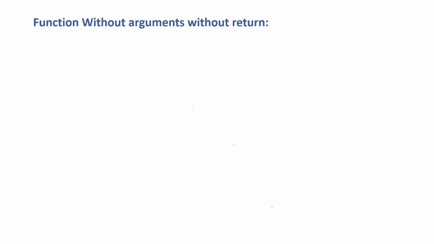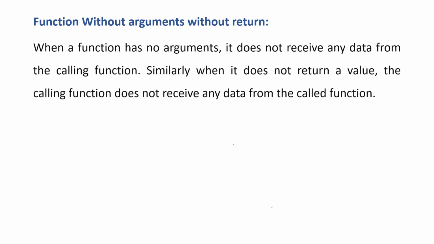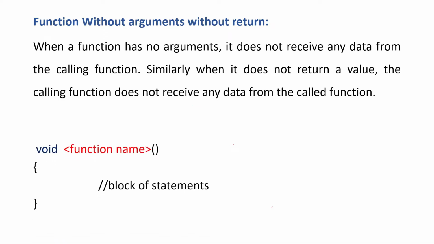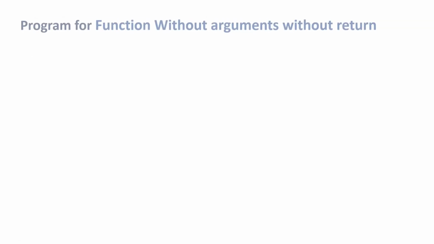Now let us discuss the first function type, that is, function without arguments, without return. When a function has no arguments, it does not receive any data from the calling function. Similarly, when it does not return a value, the calling function does not receive any data from the called function. And here is the syntax. Now let us see a program.